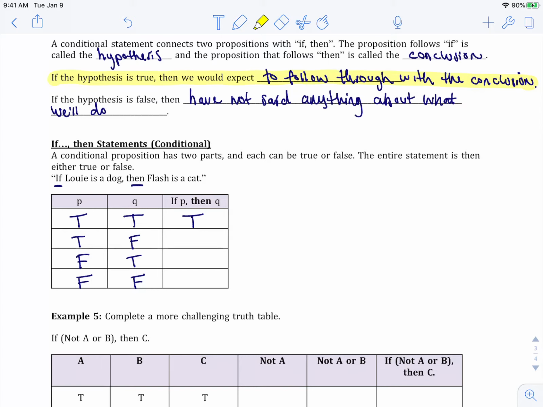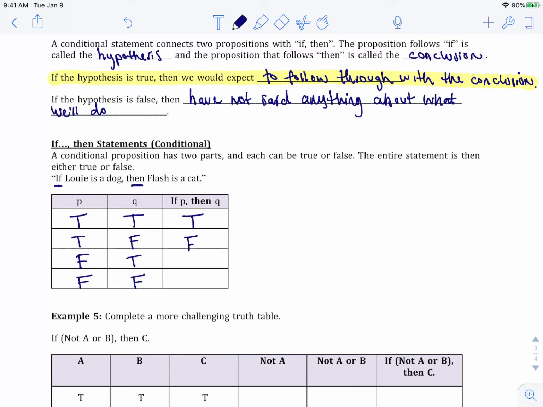If Louis is a dog, so that's true, then Flash is not a cat. Well, my hypothesis is true, so it takes on the truth value of whatever my conclusion is. So because that's false, this is false. Okay? Because it all depends on if Louis is a dog, then I can figure out what the conclusion will be. So now I'm claiming that Louis is not a dog.